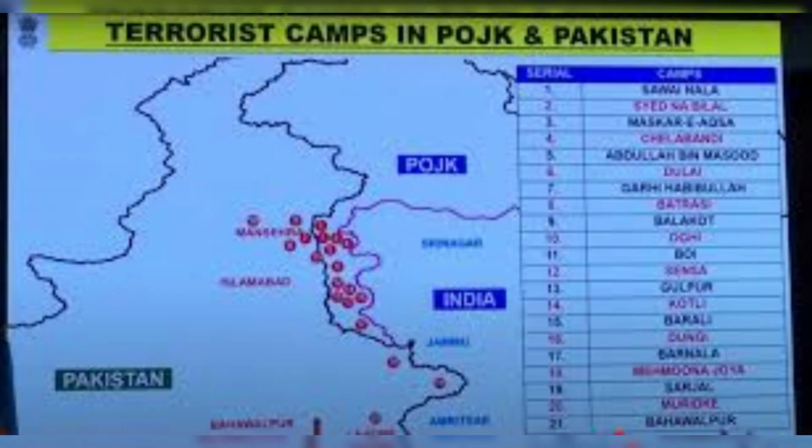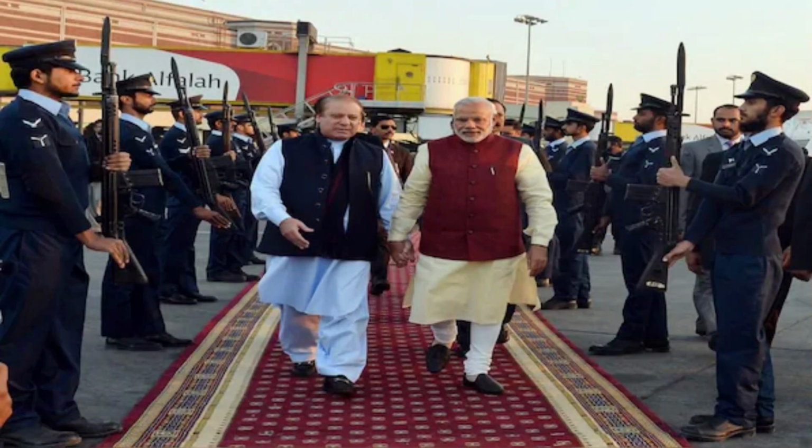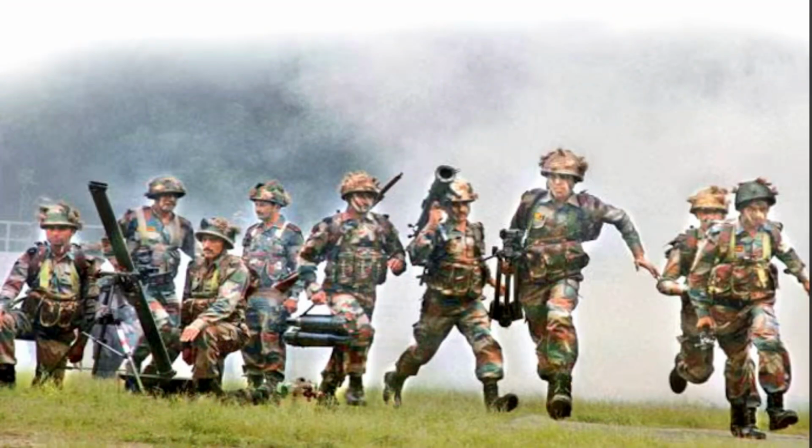targeting terrorist launchpads. This was followed by strong international messaging, isolating Pakistan on the issue of terrorism. This is tit-for-tat in action. India tried cooperation first, then responded firmly when that cooperation was violated. It is a careful balance, showing a clear willingness to engage and cooperate, but also demonstrating undeniable strength and resolve in retaliation.